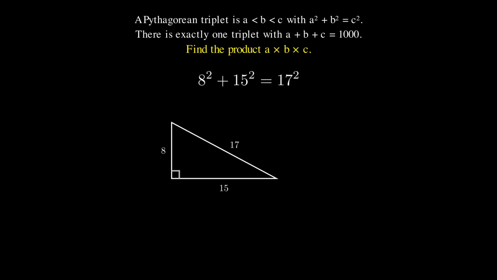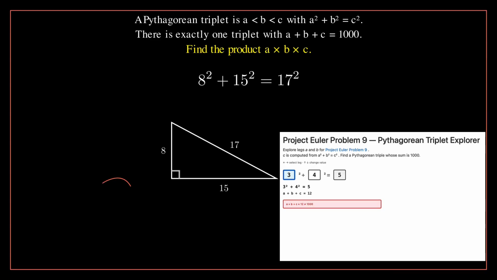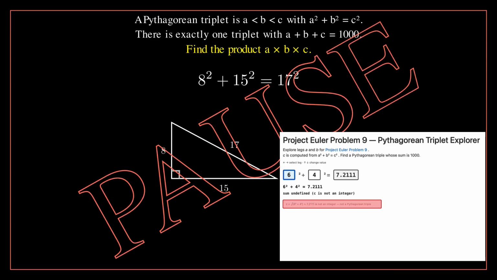Right now, I want you to take a pause and actually try this yourself. Just click on the link in the description, and there's a little app there that you can try to find Pythagorean triples, and specifically the one that we're looking for.